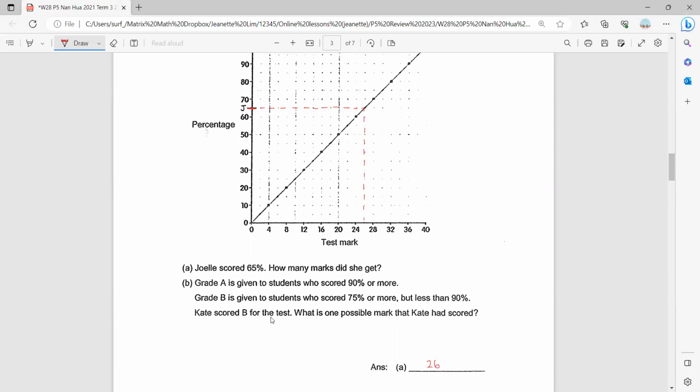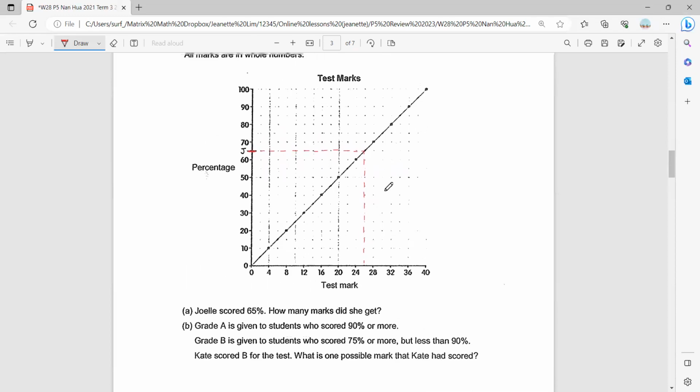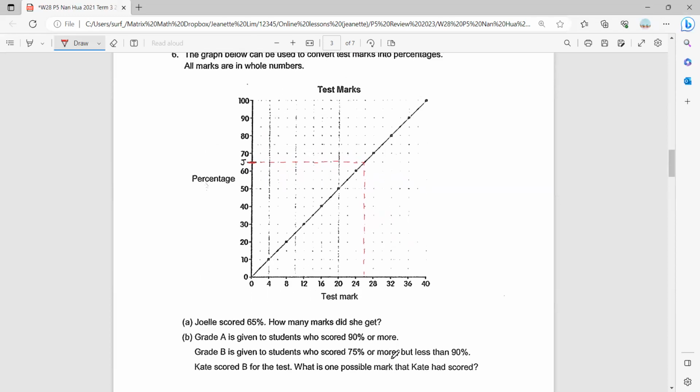Now for part B, grade A is given to students who scored 90% or more. B is given to those who scored 75% or more, but less than 90%. Kate scored B for the test. What is one possible mark that Kate had scored? Okay, so if you get B, it's between 75% to 90%, but not including 90%.